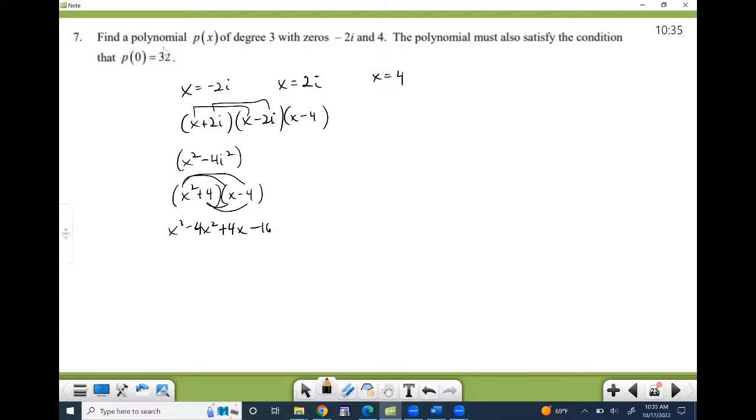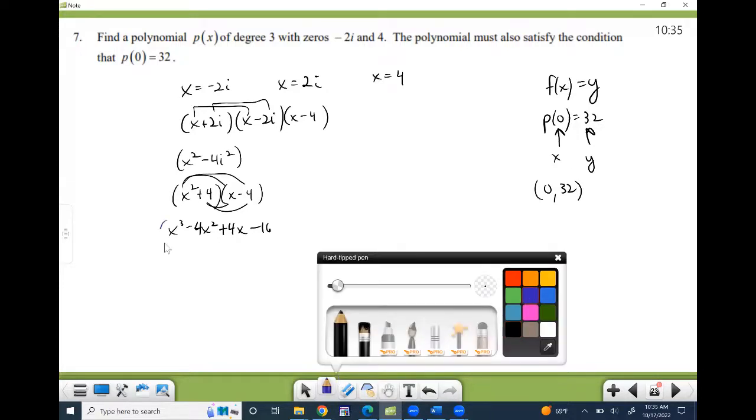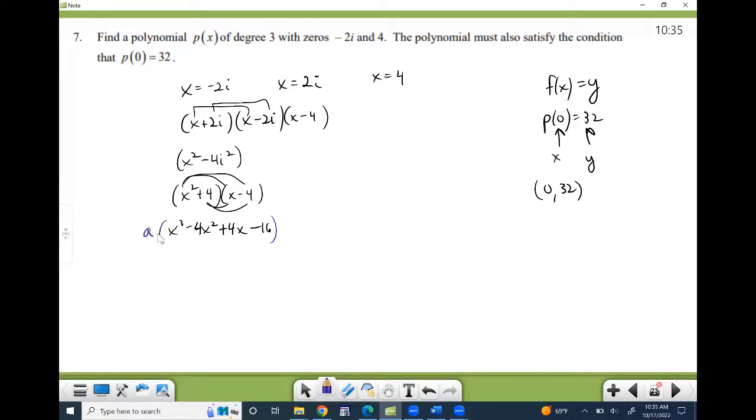So there's this extra condition of it has to pass through 0, 32. Remember when we have f of x equals y, right? The stuff inside the parentheses is the x, and the stuff on the right-hand side is the y. So when somebody says p of 0 equals 32, you know that's the x, and you know that's the y. So this has to pass through 0, 32, okay? So what we're going to do is put a multiplier out front like we just talked about. It's not going to change the zeros of the polynomial, okay? And this is p of x is what we're calling this guy.